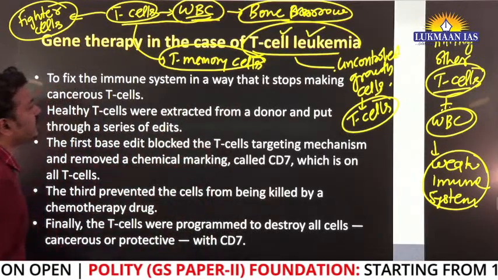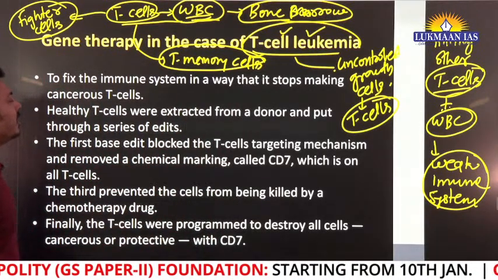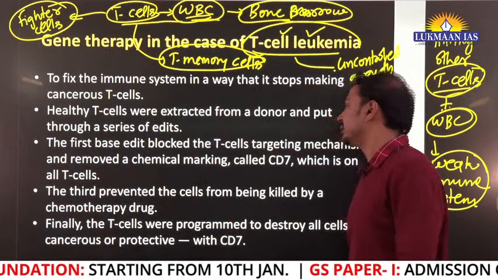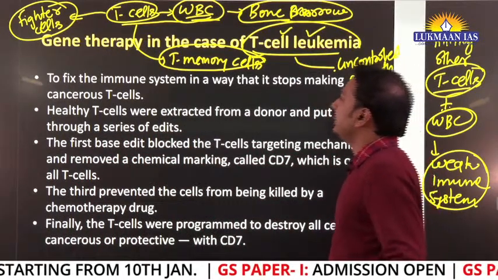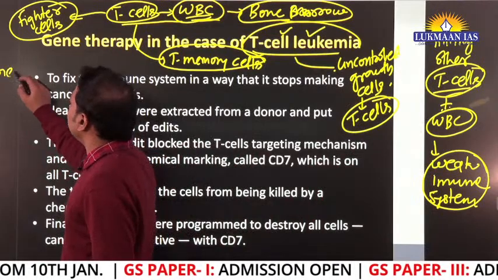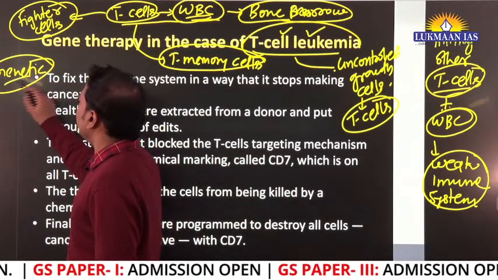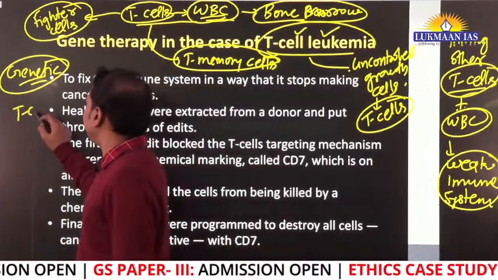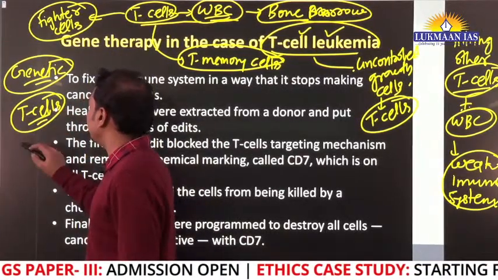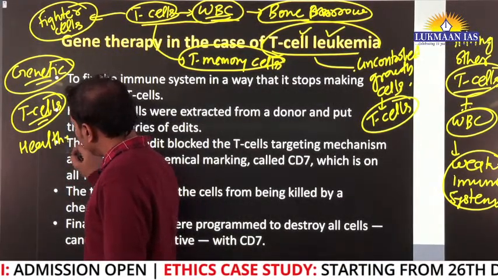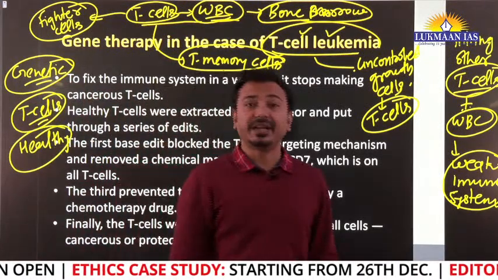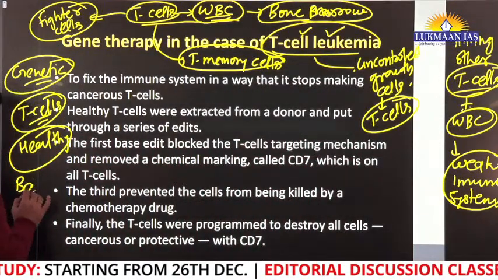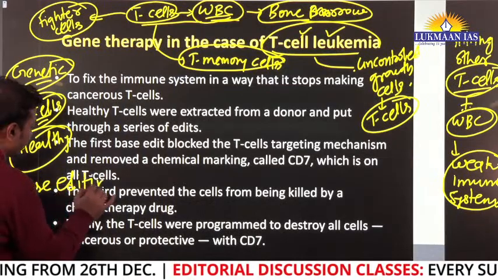Now, gene therapy in case of T cell leukemia, this particular T-ALL. What happened in this Alyssa case? How did the scientists work out this particular case? Let's understand that. They first understood which particular genetic information is misarranged. On the basis of that, they identified donor T cells from a healthy donor with similar genetic information, and they did base editing. They used base editing technology.